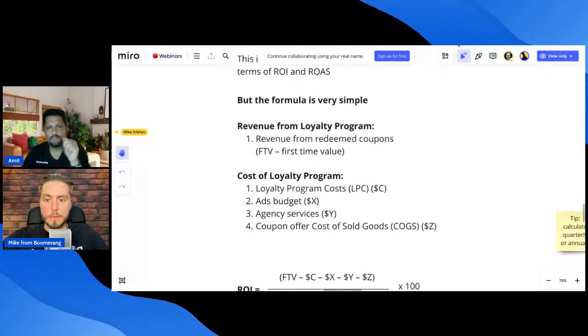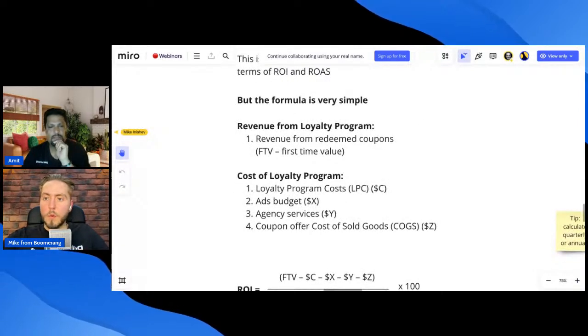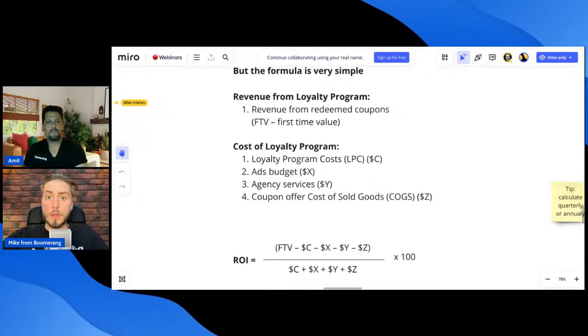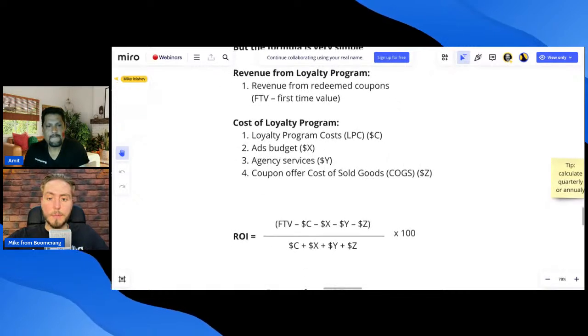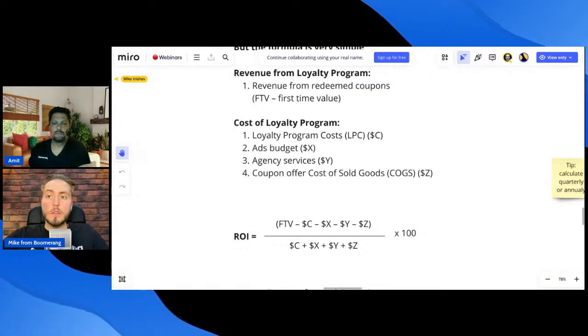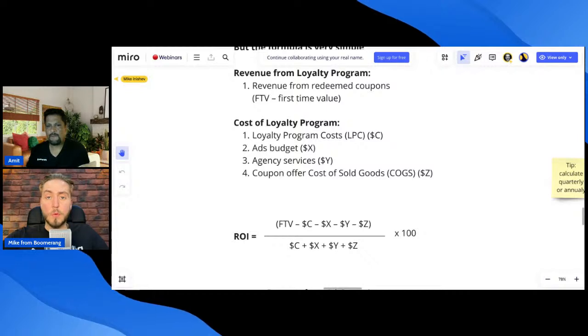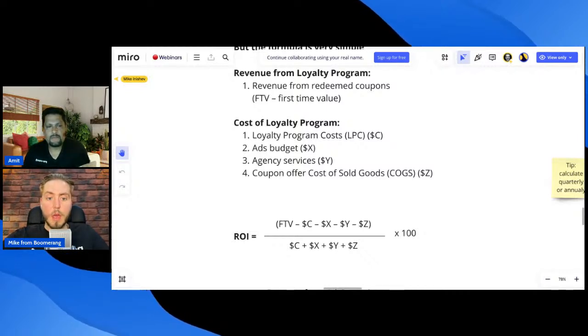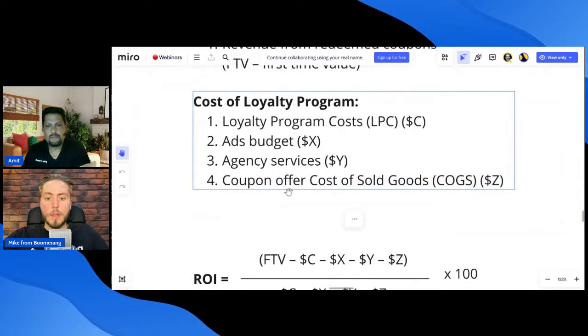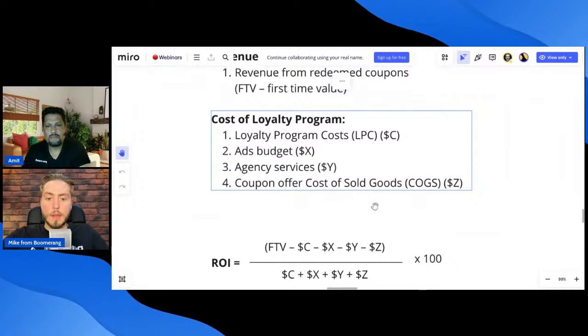All good. Yeah, perfect. Well, as I said before, we talk about the cost of the loyalty program that we need to consider when calculating the ROI metric. Also, in addition, if we're talking about the coupon card, we need to figure out the ads budget that you implement into Facebook or Google ads to acquire new customers for this marketing campaign. And also, you need to consider the coupon offer as a cost of the sold goods as well.